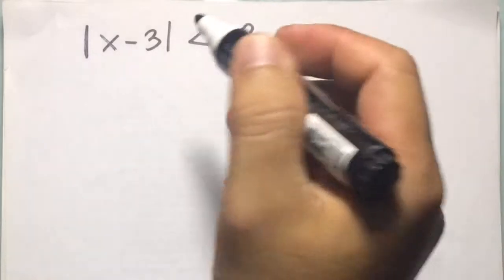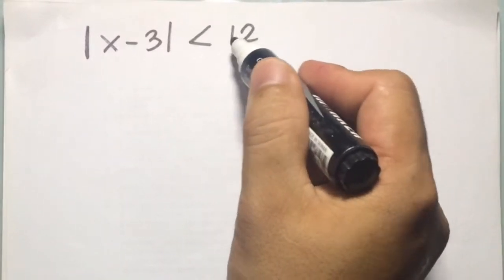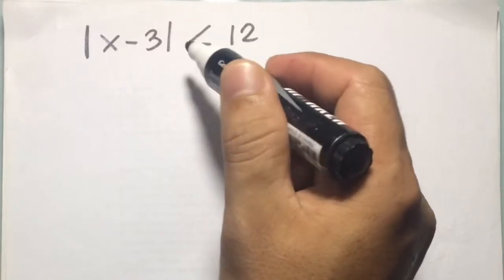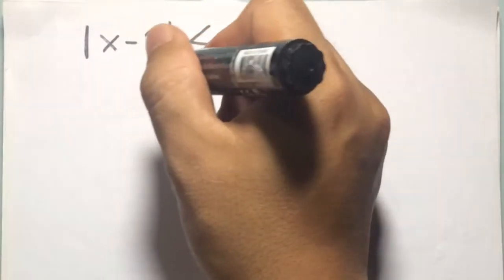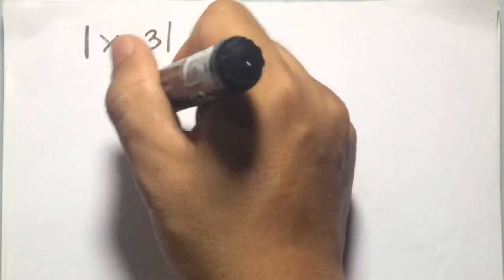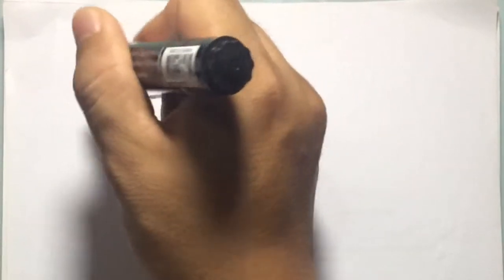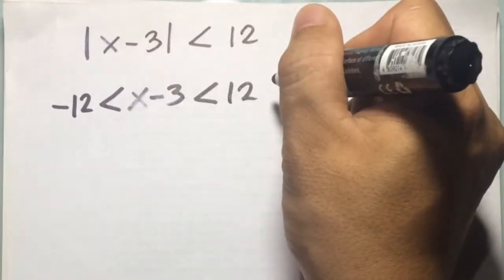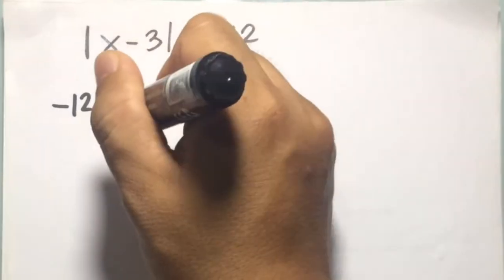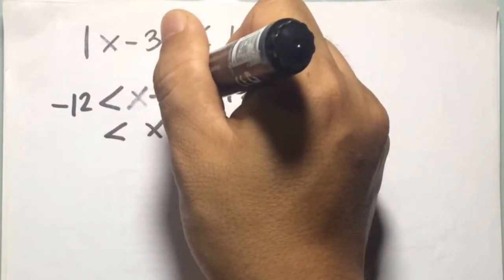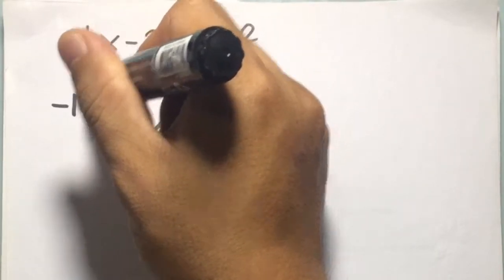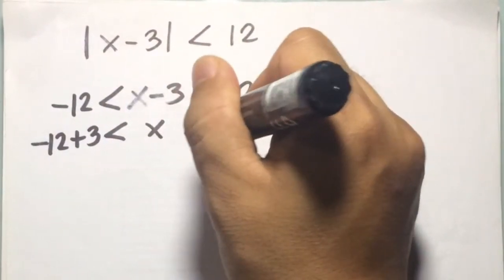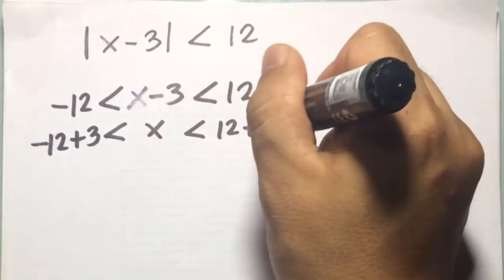So another example: absolute value of x minus 3 is lesser than 12. So we're going to set up a double inequality. The inequality is x minus 3 greater than negative 12 but lesser than 12. Then we're going to move the negative 3 to the left side, so we're going to have negative 12 plus 3 here, then lesser than 12 plus 3.